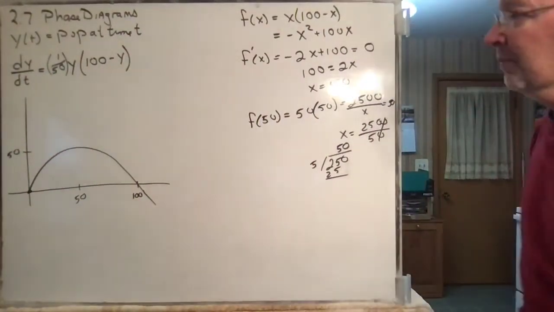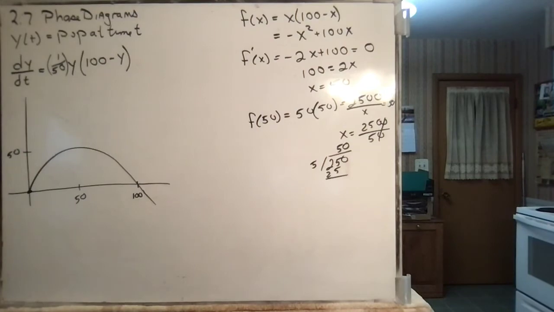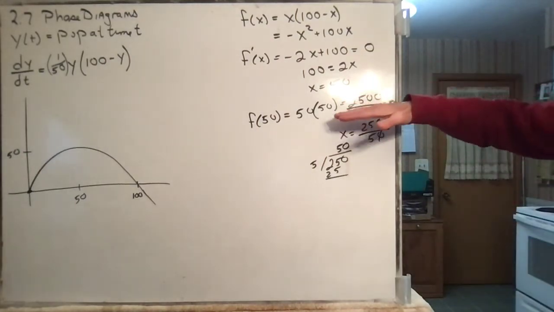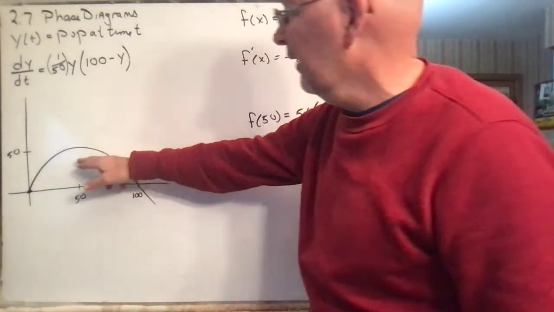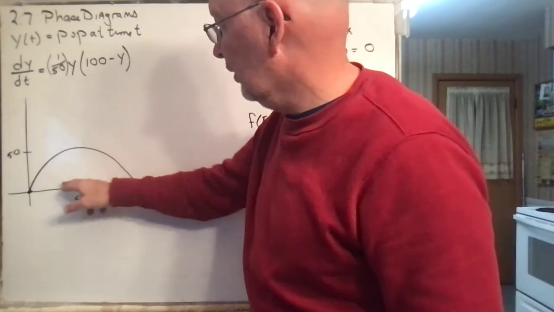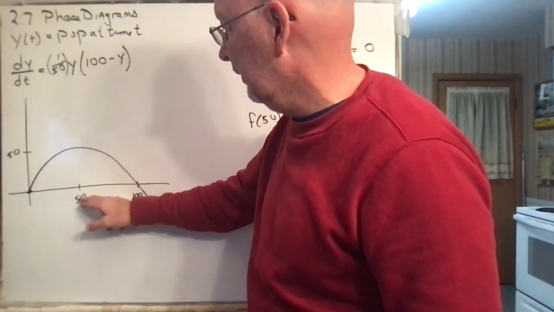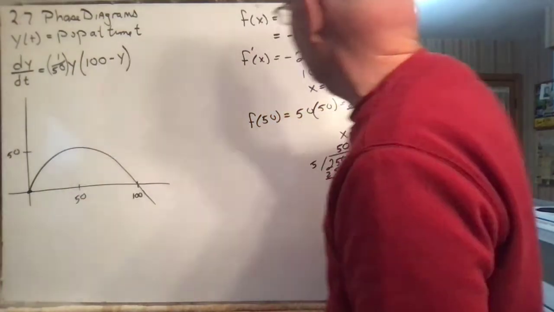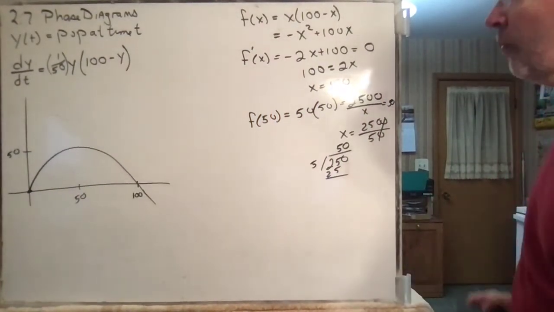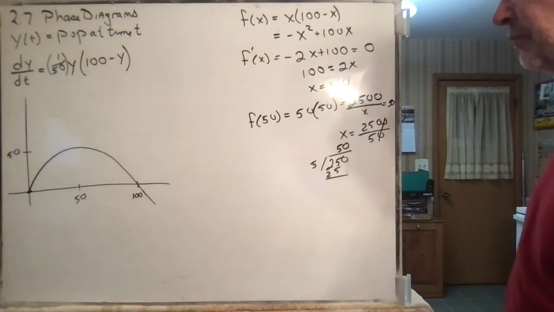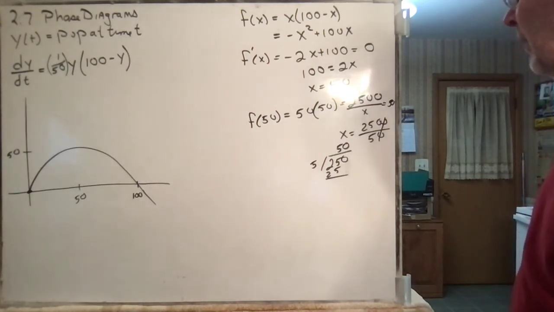Okay, so you got that. There's the function that I have actually in the book. It goes up to 50, and the vertex occurs at 50, and so it looks like that. Okay, so there it is.